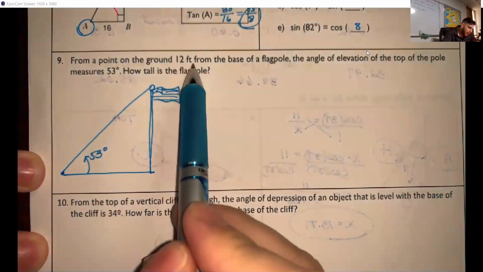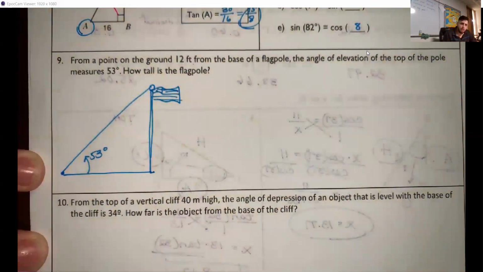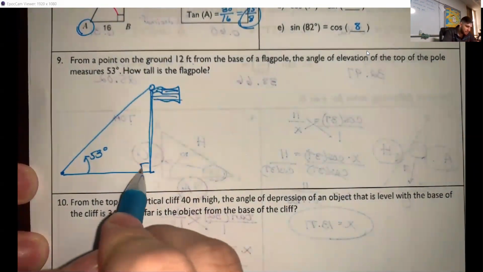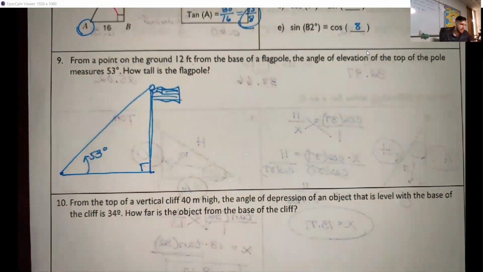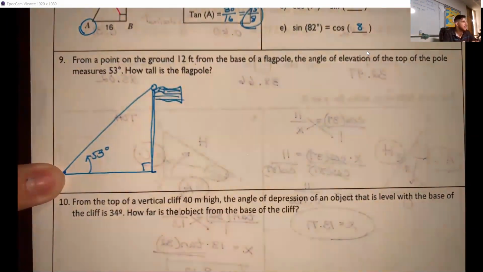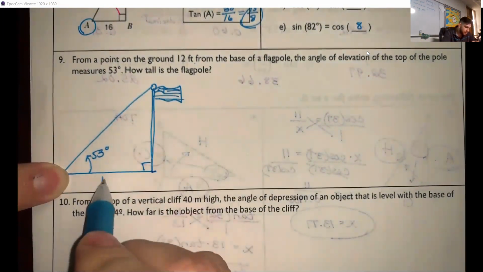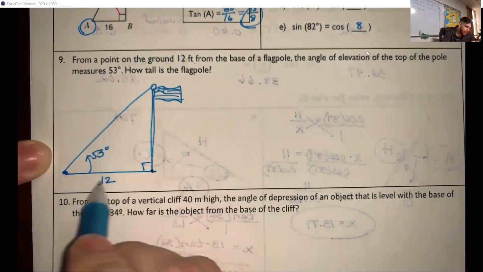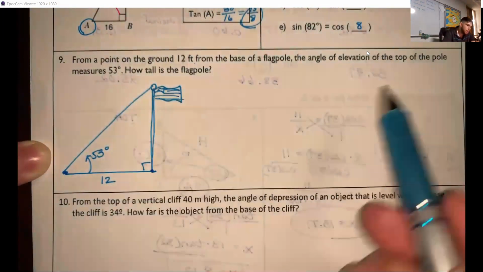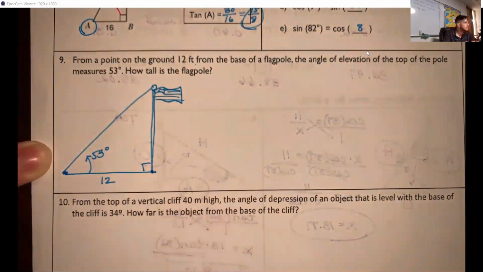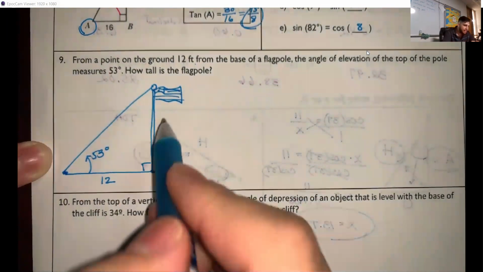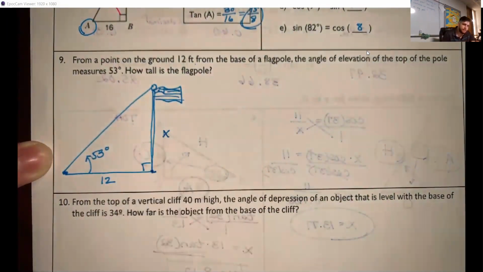So it says 12 feet from the base of the flagpole. Okay, well, first of all, just based off of the drawing, you already know that this is the 90-degree angle, right? So then it says 12 feet from the base of the flagpole. Where am I going to put the 12? It's going to be right here on the ground. So from this point to the base of the flagpole, that's 12. And they want to know how tall is the flagpole? So where am I going to put my X? On the flagpole, this vertical line right there. Okay, and there you go.